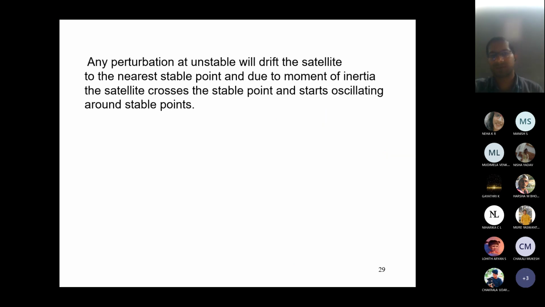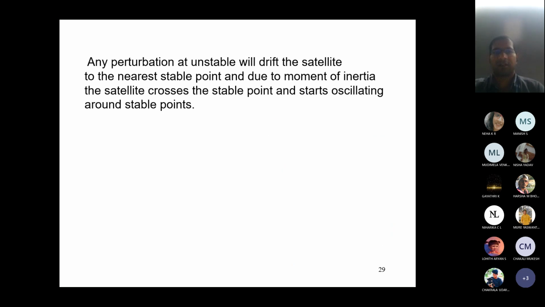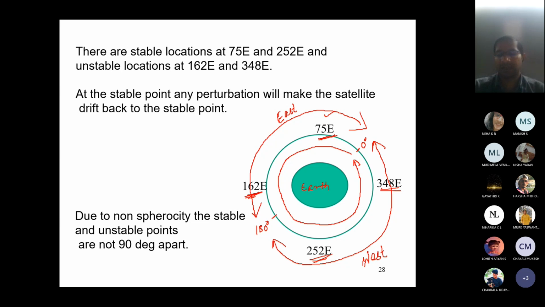So any perturbation at an unstable point will drift the satellite to the nearest stable point. Due to that, the satellite will be pushed, or drifted, to the nearest stable point. And due to moment of inertia, the satellite crosses the stable point and starts oscillating around it. Are you getting the point? When the satellite at the unstable point drifts to the stable point, it has some moment of inertia. And due to the moment of inertia, the satellite cannot remain at this stable point.